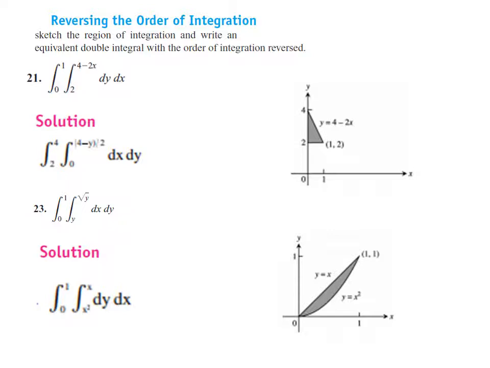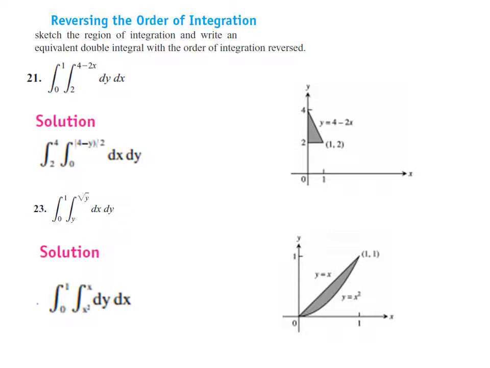So here the present order of integration is vertical strips, but you have to change it to horizontal strips. It means x limit should be the variable limits and y limit should be the constant limits. Here if I consider horizontal strips, x is equal to 0 to x is equal to (4 minus y) by 2, and y limits are 2 to 4. So this is what you get when you change the order of integration.